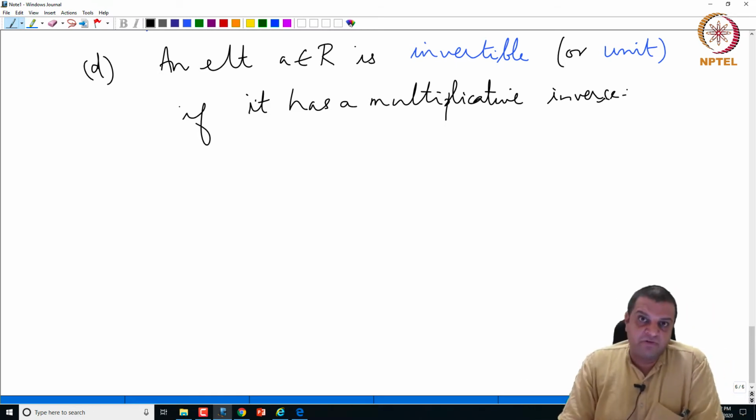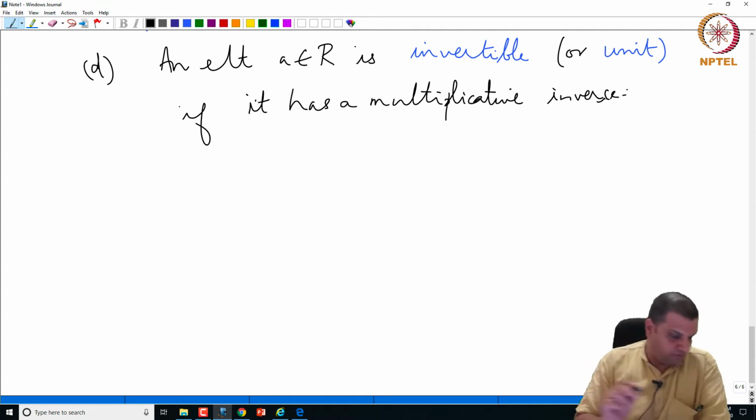Recall that in the definition of a ring, we did not say that under multiplication the non-zero elements form a group. Only some elements may have inverses. For example, in Z, only 1 and -1 have multiplicative inverses.